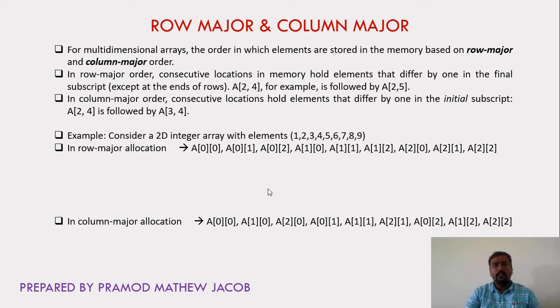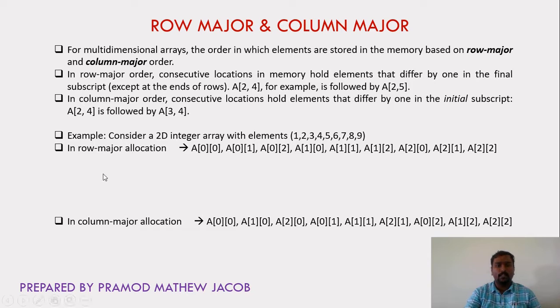So simply in row major order, the elements are stored in such a way that the first row will be filled first, then the second row and then the third row likewise, whereas in column major order, the first column will be filled first, then the second column, then the third column, etc. Let's understand this with an example. Consider a two-dimensional integer array with elements 1, 2, 3, 4, 5, 6, 7, 8, 9.